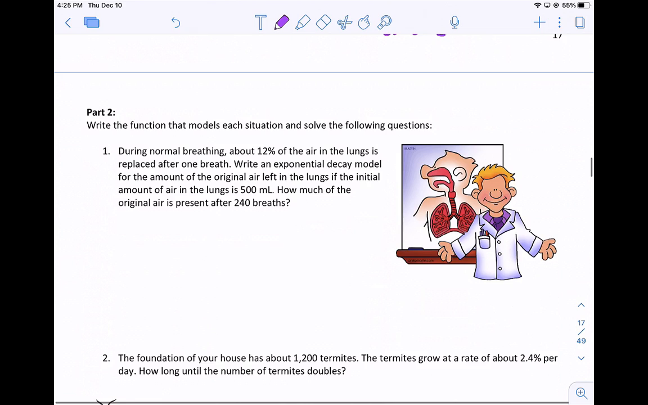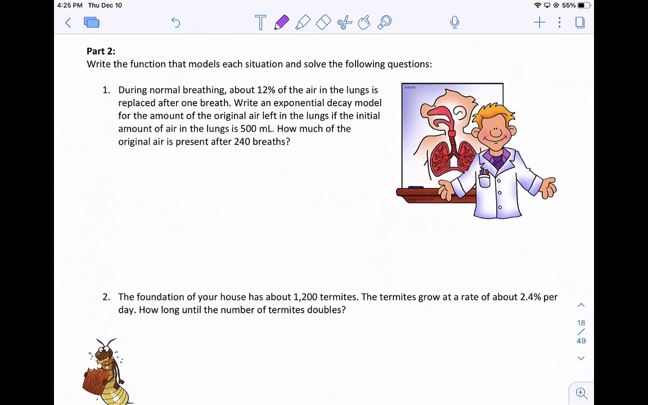All right, now let's take a look at the word problems. Write a function that models each situation and solve the following questions. During normal breathing, about 12% of the air in the lungs is replaced after one breath. So 12% leaves your body, and there's still 88% left in your body. Write an exponential decay model for the amount of original air left in the lungs if the initial amount is 500. And then how much of the original air is present after 240 breaths?